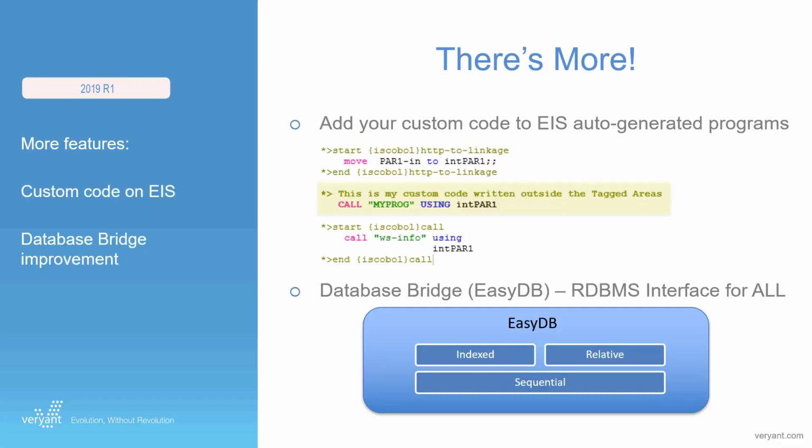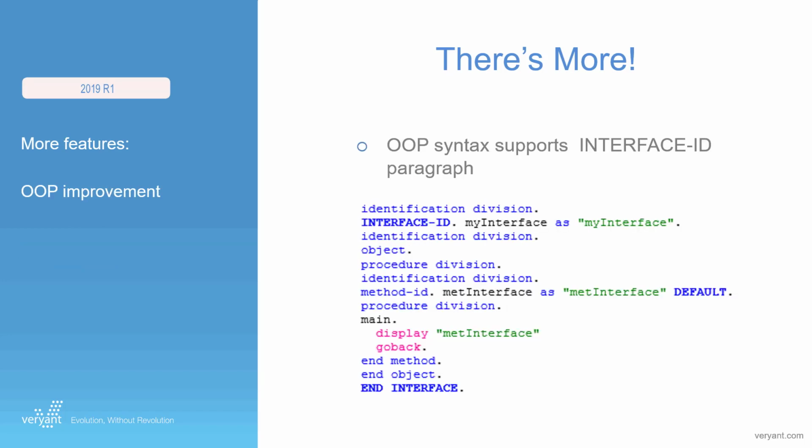Now there are some other changes in 2019 that I want to point out. If you use isCOBOL to generate your bridge programs for EIS, you can now put code in between the end and start tag of that bridge program. Also, the database bridge, also called EasyDB, will now support your binary, sequential, line sequential, and relative files, as well as the indexed. OOP syntax now supports the ANSI specified interface-ID paragraph.